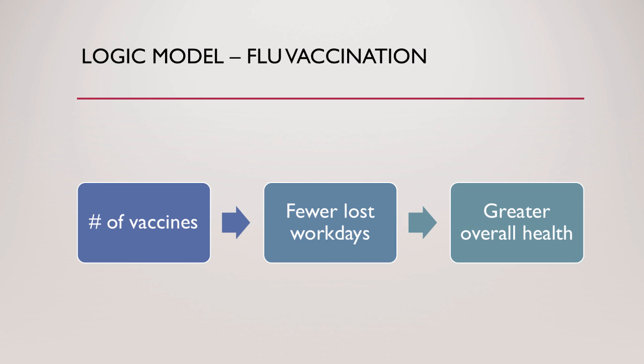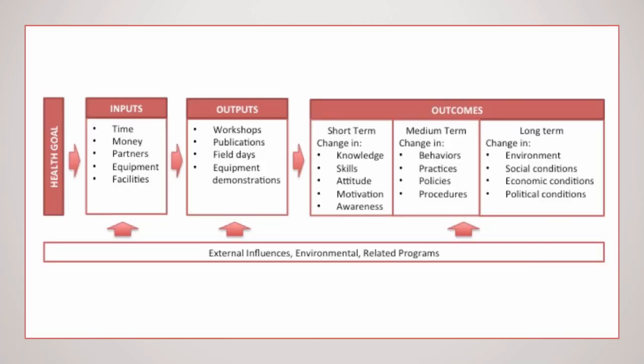So we've got early outcomes, just a number of vaccines. We've got these intermediate outcomes. What happens from the number of vaccines? Well, fewer lost work days. And then way down the line, 20 years down the line, greater overall health because of this program. And with logic models, we really don't have to put any numbers on it. This is just putting our ideas down on paper in a logical way from start to finish.